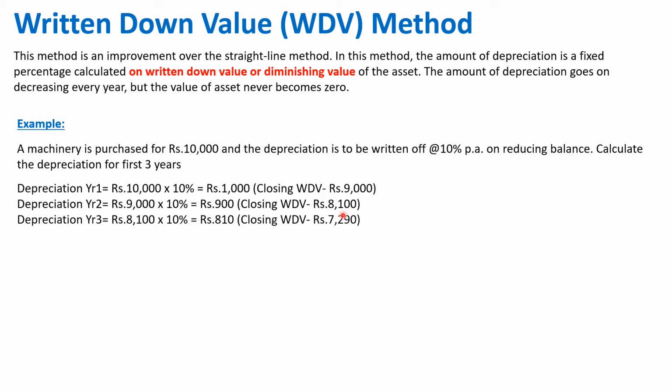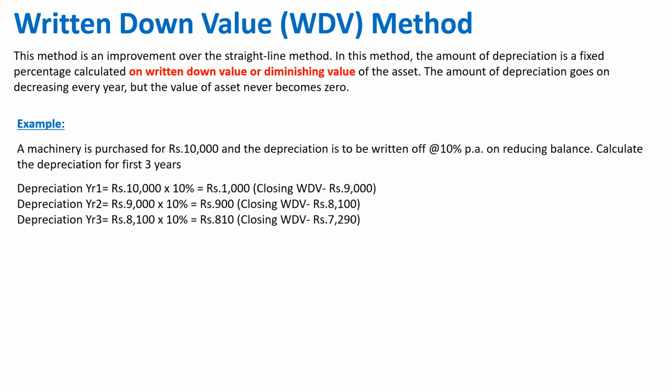Similarly, in the third year, this 8,100 becomes the opening balance for the asset value. Multiplied with 10%, then the depreciation for the third year is 810, and the closing WDV will be 8,100 minus 810, that is 7,290. So if you see the depreciation here, the first year is a higher amount and then slowly the depreciation amounts come down, because the calculation is based on the closing balance. And if you go on like this, it will never happen that the asset value will become zero. It may go to point something or 1 rupee like that, but it will never become zero.